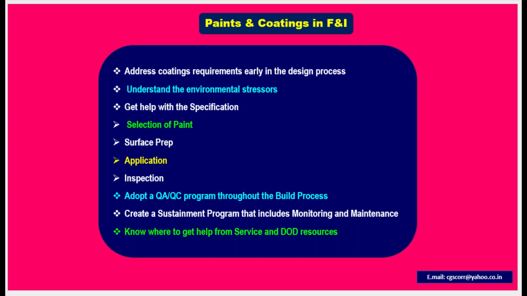Paints and coatings in facilities and infrastructure. Under this, the foremost one is to address coatings requirements early in the design process. Understand the environmental stresses. Get help with the specification, selection of paint, surface preparation, application, inspection. Adopt a quality assurance and quality control program throughout the build process. Create a sustainment program that includes monitoring and maintenance. Know where to get help from Service and Department of Defense resources.